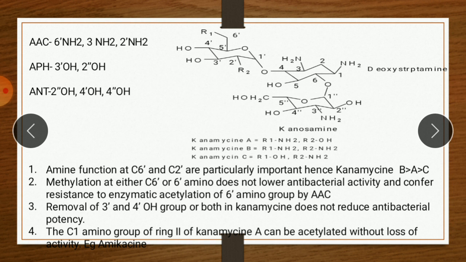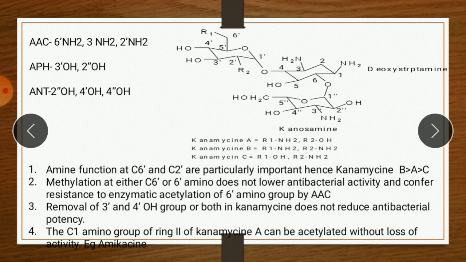So point number 2 is that if we do methylation at carbon 6 or the amino group is replaced by a methyl group, then the AAC enzyme does not attack there. Why? Because the target of this enzyme is the NH2 group. If we replace this NH2 group with methylation, then there is no attack of AAC. Similarly, if we protect this amino group by increasing the bulkiness surrounding that amino group, it also prevents the attack by this AAC enzyme.